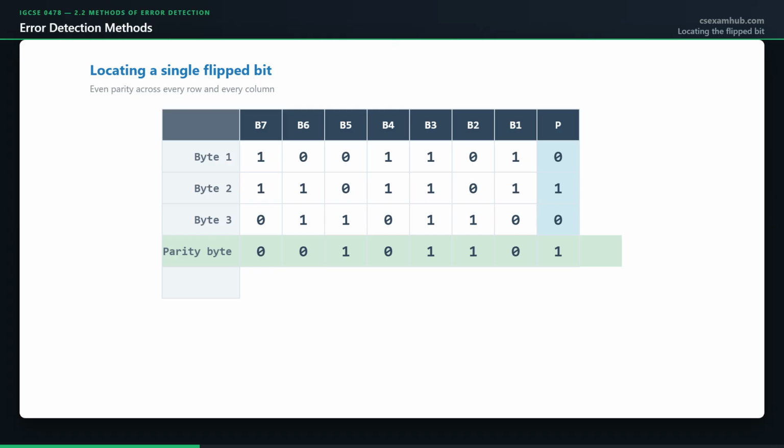Here is a block of 3 bytes with its parity bit column and its parity byte, all using even parity. And at this moment, every row and every column checks out. Now let us corrupt 1 bit in transit. Byte 2, column B4, flips from a 1 to a 0. And notice that nothing about the block looks wrong. The receiver has no idea yet, so it does what it always does.